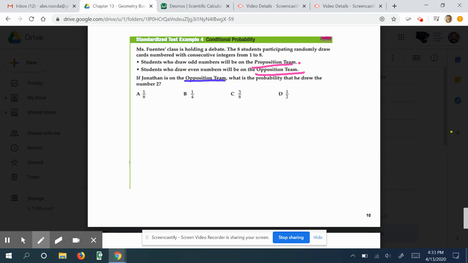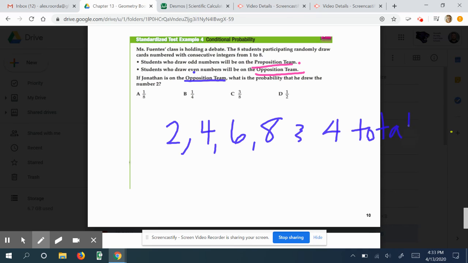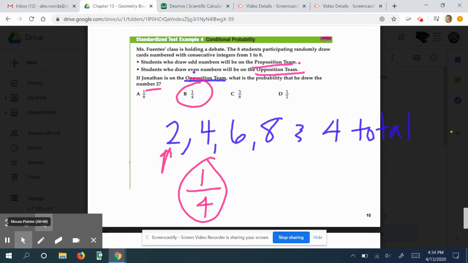All right, so look right here, even numbers. On cards from 1 to 8, there are the even numbers 2, 4, 6, and 8. So there is a total of 4 of them, right? So 4 total. Now, what is the probability that he chose the number 2? Well, 2 is one of my options, right? So he chose 1 out of 4 total. So 1 out of 4. So the correct answer for this one is B, right?